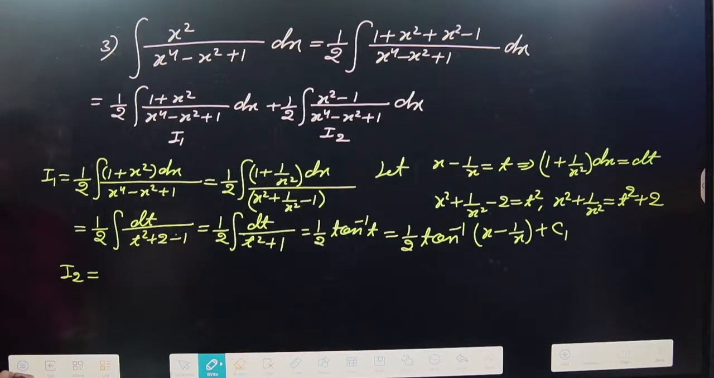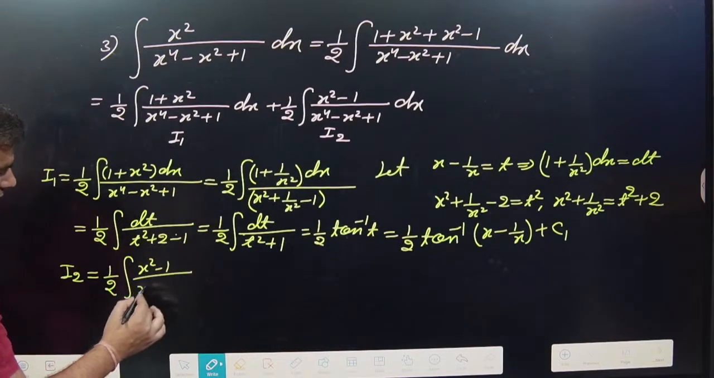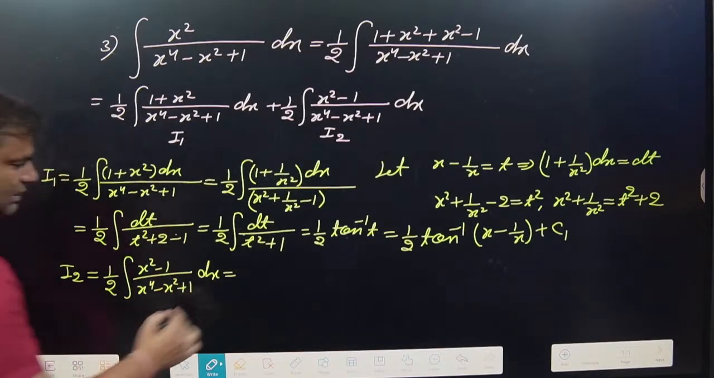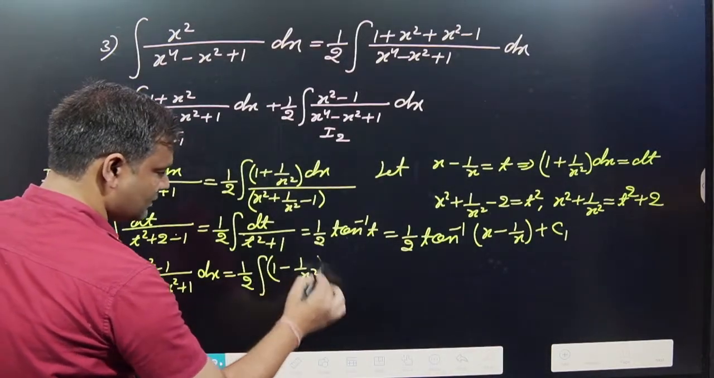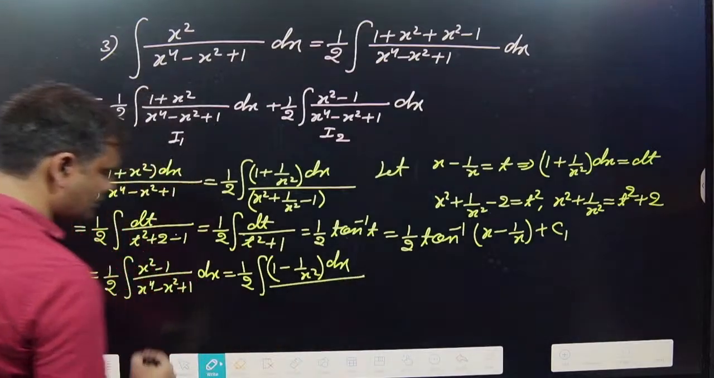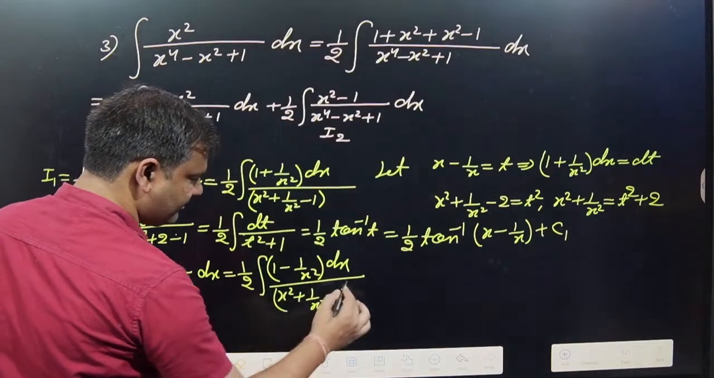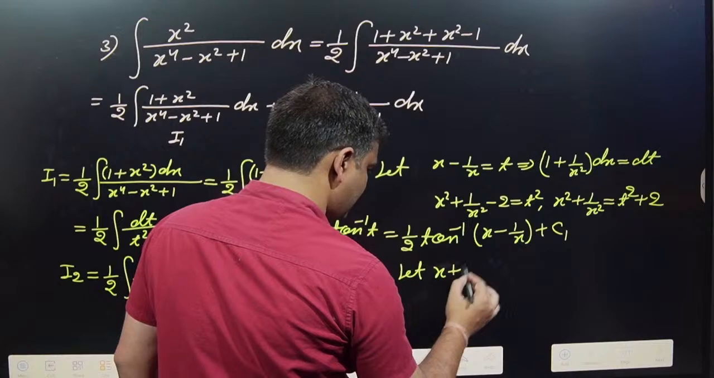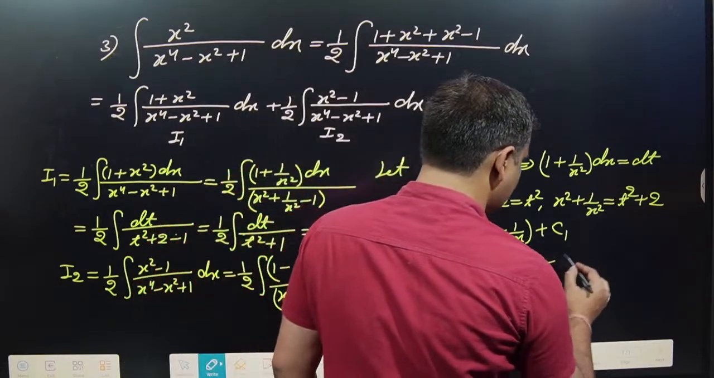I2 is, look here very carefully, half into the integration of x square minus 1 upon x to the power 4 minus x square plus 1 into dx. Now if x square is common, then that is written as 1 minus 1 upon x square, and the denominator is written x square plus 1 by x square minus 1. Look here, let x plus 1 upon x be equal to p. If we differentiate, then what do we get?